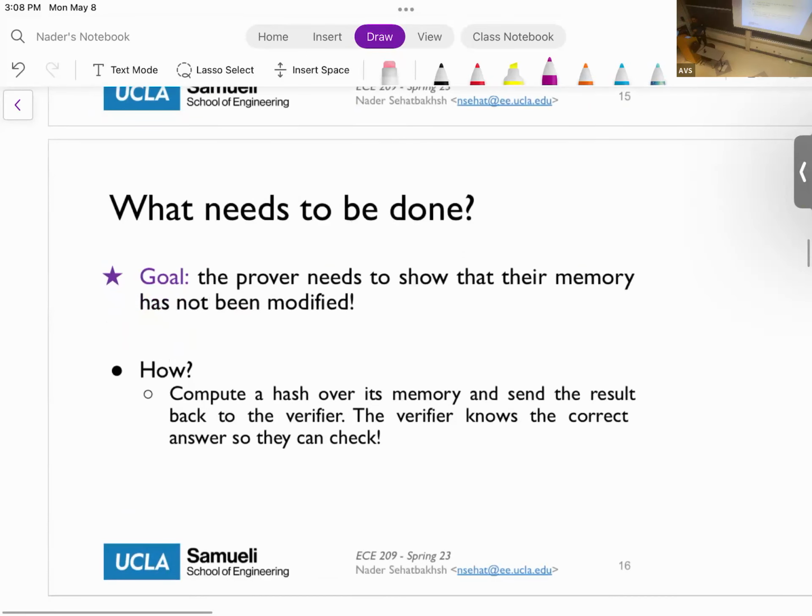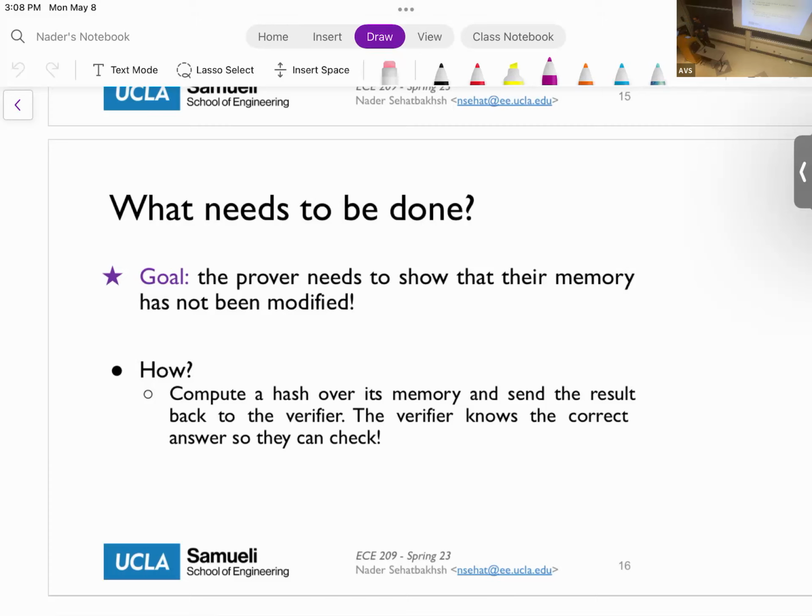Essentially, if you think about what we want to achieve here, the goal is that I want to know whether the content of the memory of the remote device has been modified or not. That's really the goal of this process. So I need to show, as the prover, the content of my memory, and show it's not been modified. Okay. So how do we do it?